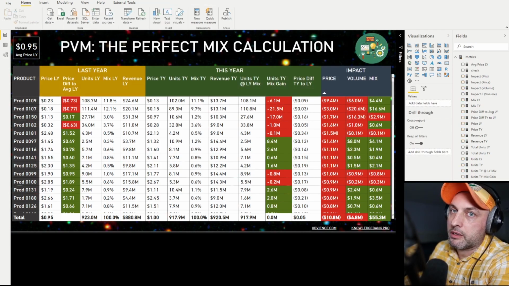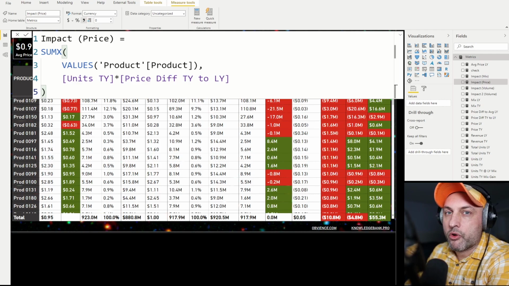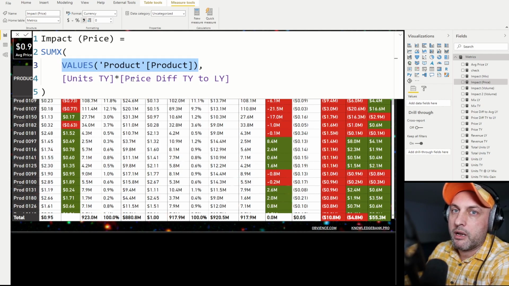And now we're ready to start to implement our price value mix calculations. So let's start with price. Remember how I said that you need to implement that calculation one row at a time and then sum it up. The way we do it is by using a SUMX function. For every product that we have in our grid, we use the VALUES function to give us a list of all the products, we're going to calculate this, then we're going to sum the result. So what's this? Well, that's exactly the formula that we used before. It's units this year times the price difference, which is price this year minus price last year. Let me flip into the formula so you can get a better reference.